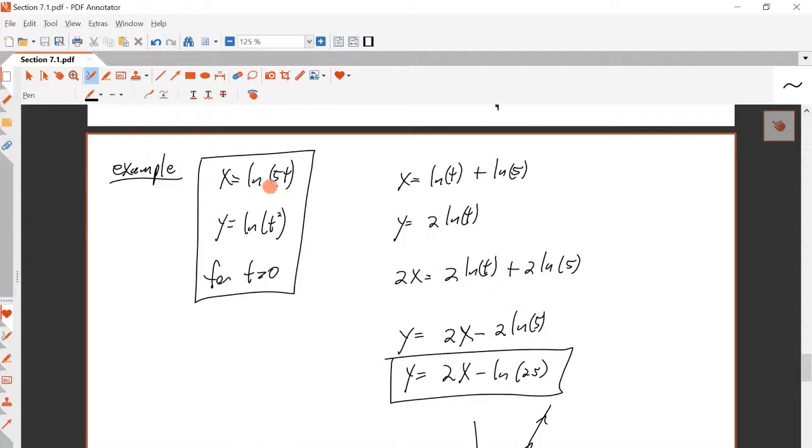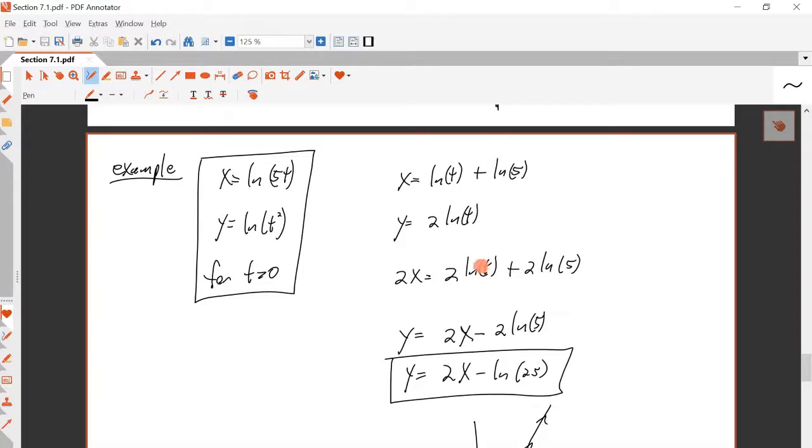X is natural log 5t. Y is natural log t squared for t greater than 0. Okay, we write x is natural log t plus natural log 5, because that's a product. And then y is 2 natural log of t. We bring down the square exponent for the t. Multiply this by 2. So 2x is 2 natural log t plus 2 natural log 5.